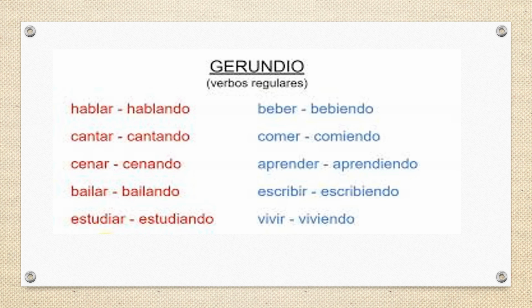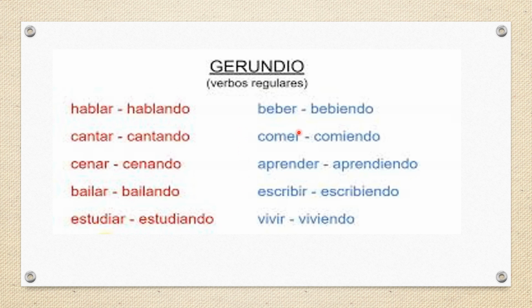Now, let's conjugate the regular verbs in gerundio. As I said earlier, after removing AR from the verbs, we will add ando. So let's see some examples of AR verbs in gerundio. Hablar, hablando, cantar, cantando, cenar, cenando, bailar, bailando, estudiar, estudiando.